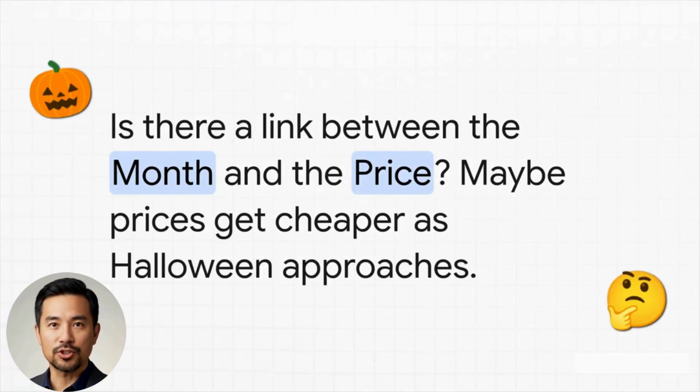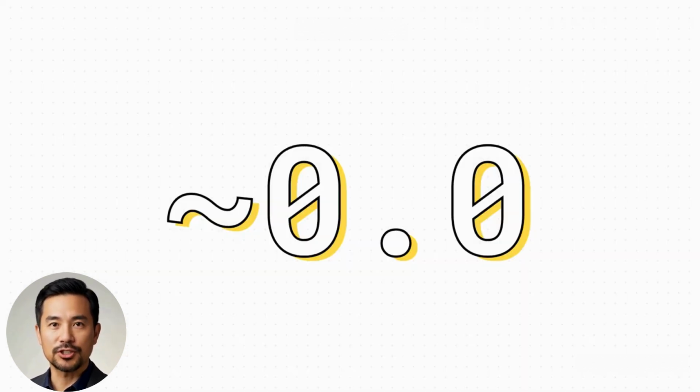So, who's our first suspect? Time seems like a good place to start. I mean, it makes sense that pumpkin prices might change depending on the month, right? Maybe they get cheaper the closer we get to Halloween. So, first things first, let's plot the month against the price and see what happens. And nope, it's a dead end. The correlation score is basically 0. And if you look at the plot, it's just that scattered cloud we were talking about. So it turns out the month of the sale has almost nothing to do with the price.